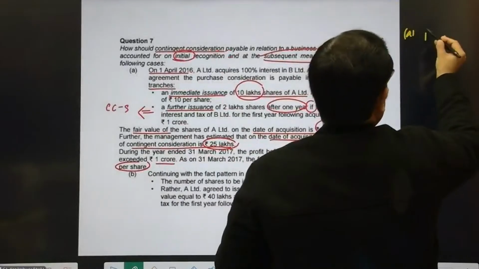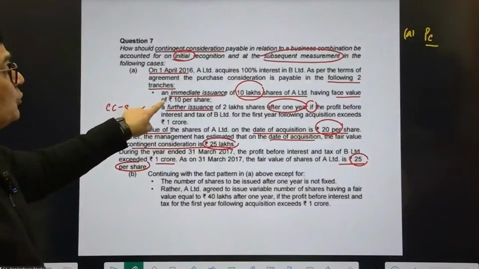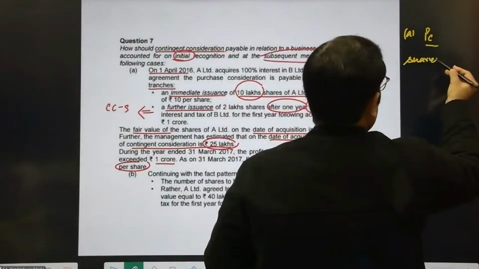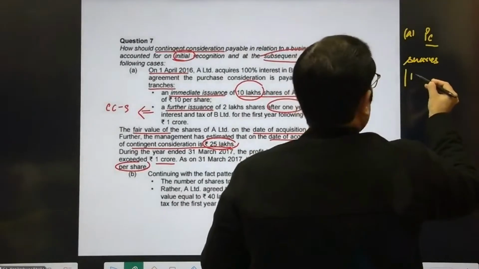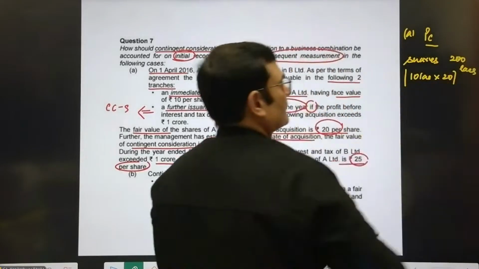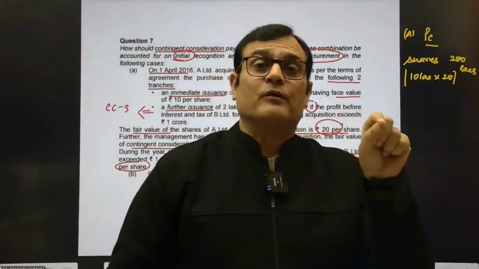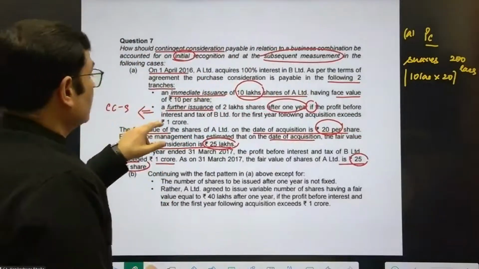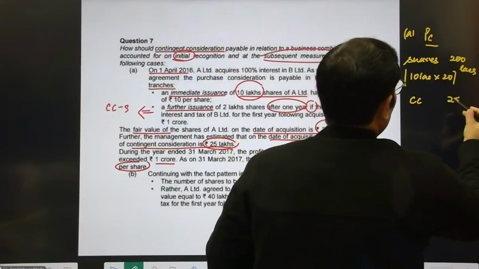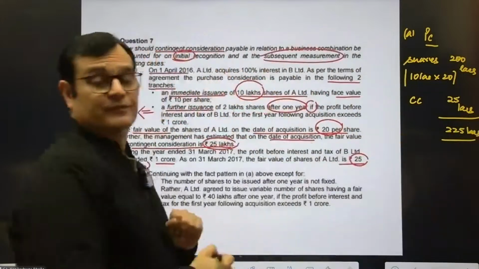In terms of part number A, if I'm calculating the purchase consideration, I would say number 1, there is an issue of 10 lakh shares with a fair value 20. So we can say the PC is going to comprise of shares. We are going to issue a total of 10 lakh shares at the rate of 20 fair value. So this is 200 lakhs. This is a part of the purchase consideration. Remember, the basic consideration is cash and the fair value of the shares issued. Then this is a contingent consideration, and the contingent consideration has a fair value of 25 lakhs. So the purchase consideration is supposed to be 225 lakhs in this case.